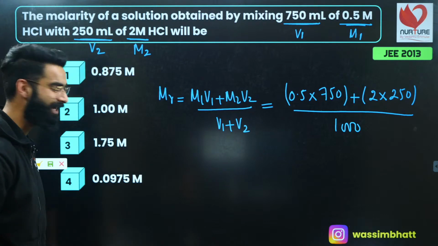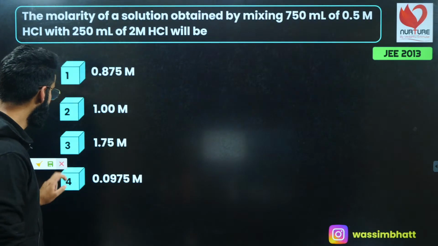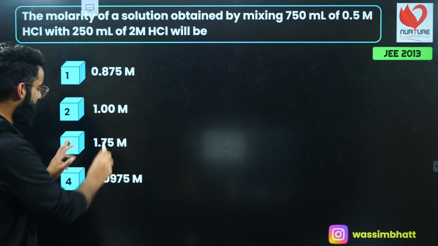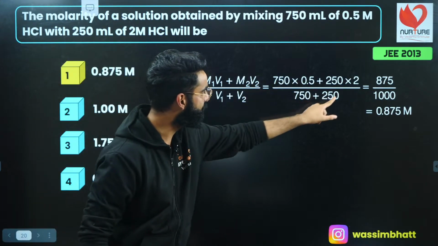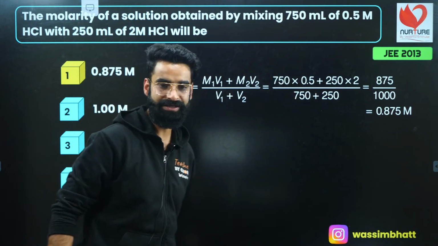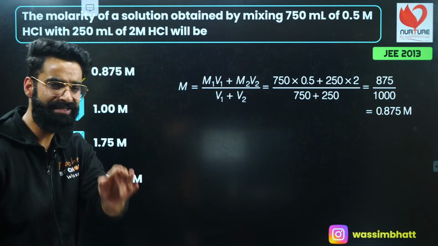Well, people are saying it's coming as 1. Should I believe you? So people are saying it's coming out to be 1. I trust you, but it's not 1, it is 0.875. When you do the calculations, it will come out to be 0.875 molar over here, right? You have made some calculation mistake.